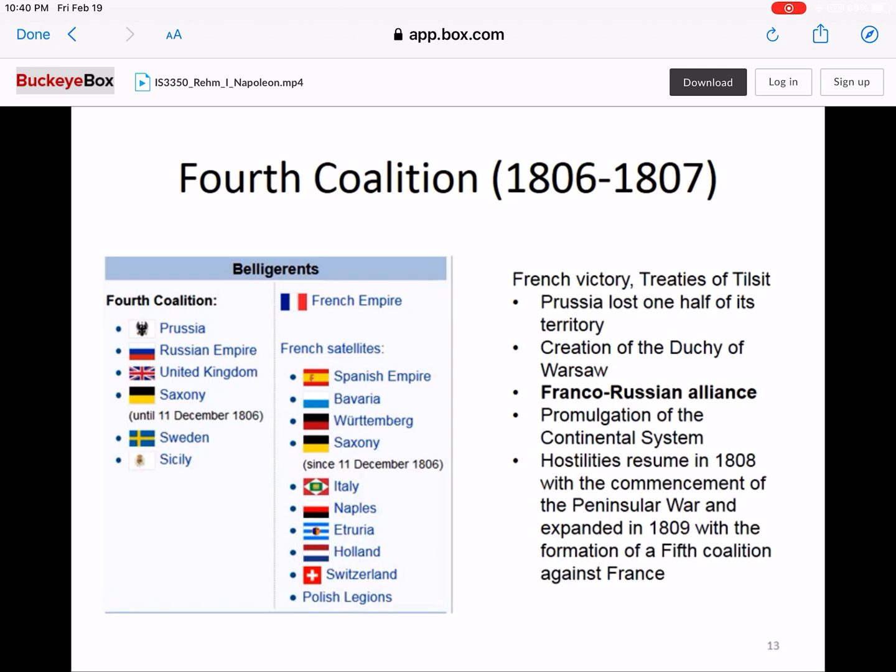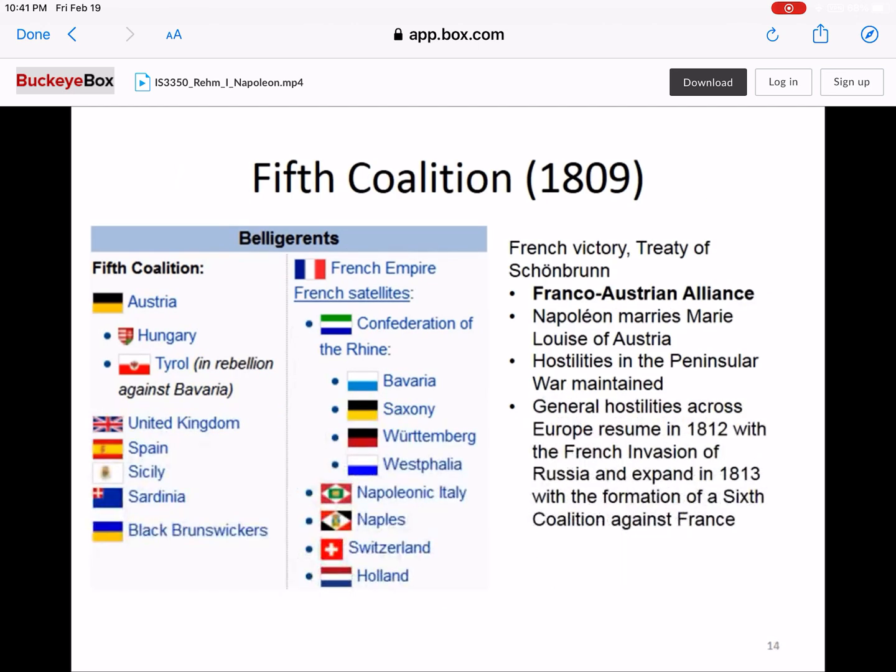The Fourth Coalition once again ends in French victory. Here, look at who is fighting France: Prussia, Russia, the United Kingdom, Sweden and Sicily. Saxony is first against and then with France. And on the other side, you have France, the empire, and then French satellite states, including Bavaria, Württemberg, and Saxony. So we'll see that unifying Germany later in that century, which will be done by Prussia, is a bit of a complicated process because different parts of what will become Germany are fighting against each other during the Fourth Coalition and other Napoleonic wars as well.